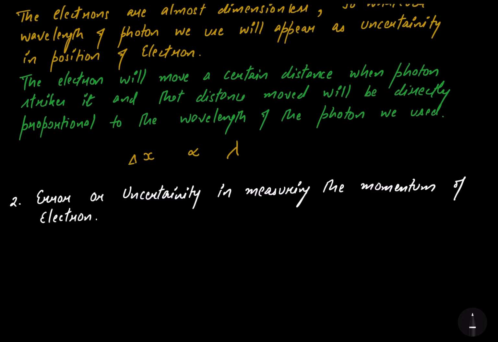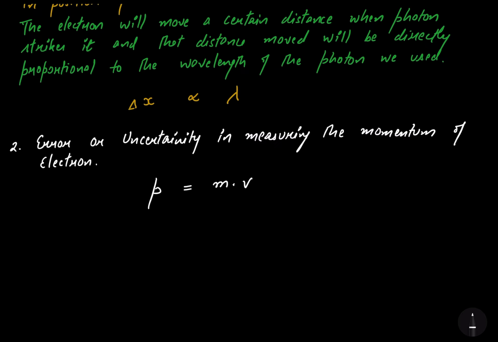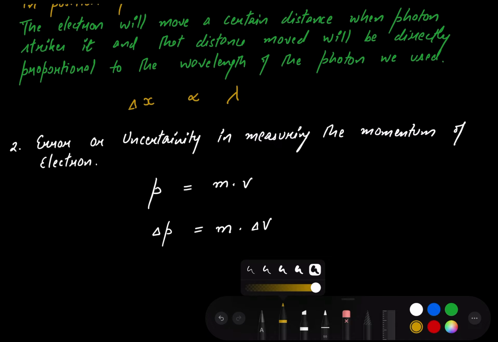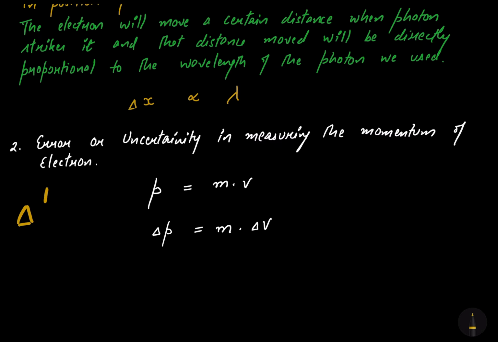Now, first of all, momentum is represented by a small p. The momentum is equal to the mass into velocity. Now, the mass of any subatomic particle, like electron, proton, neutron, will remain constant. So there will be a change in the velocity of that particle, which will change the whole momentum of that particle, and that's the uncertainty in the momentum. The uncertainty in momentum is represented by a symbol delta p.